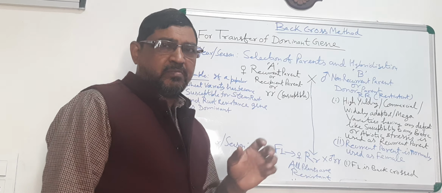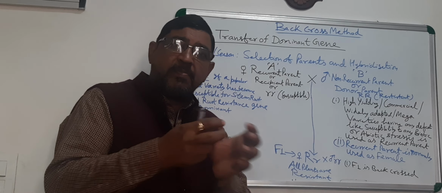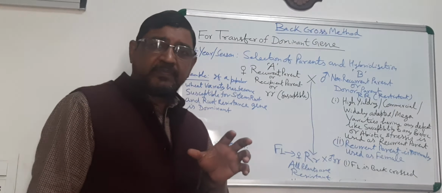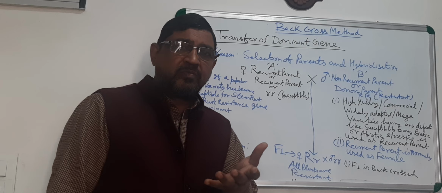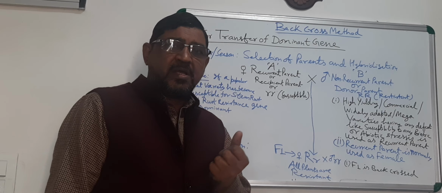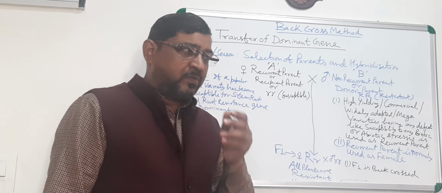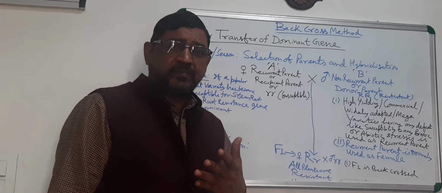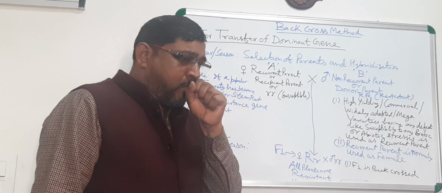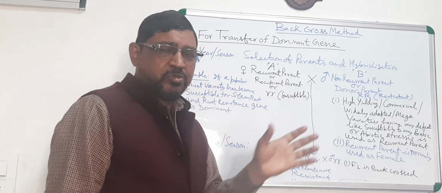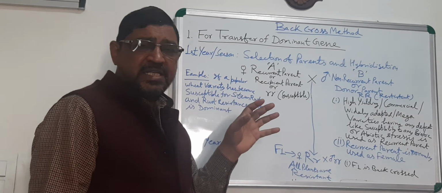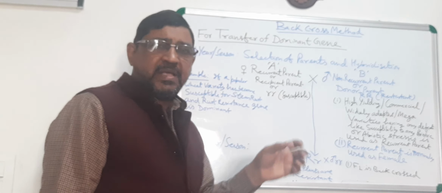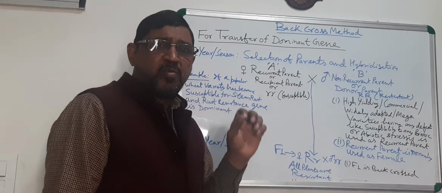What you are going to do in the first year is selection of parents and hybridization. Definitely, your recurrent parent will be your own variety which has become susceptible. For the donor, you have to search through the references or through your own experience, and you have to see the genetics of that particular gene which you are going to transfer. That is very important. So here I am assuming that this rust resistance is governed by a single major gene which is dominant over the susceptible.